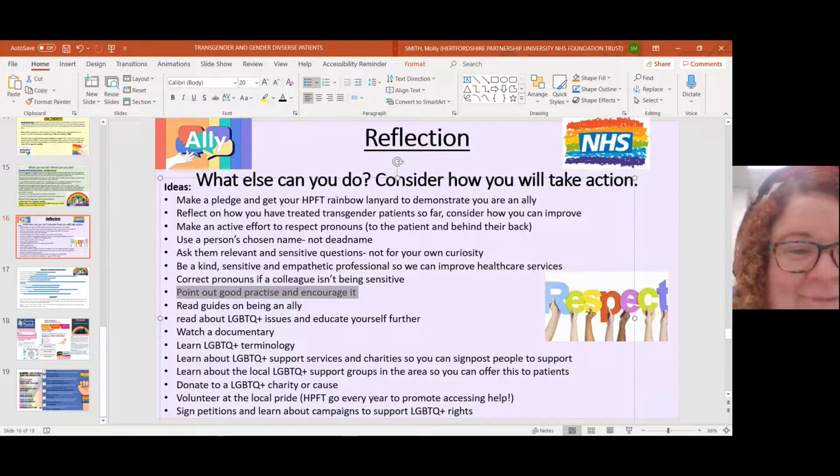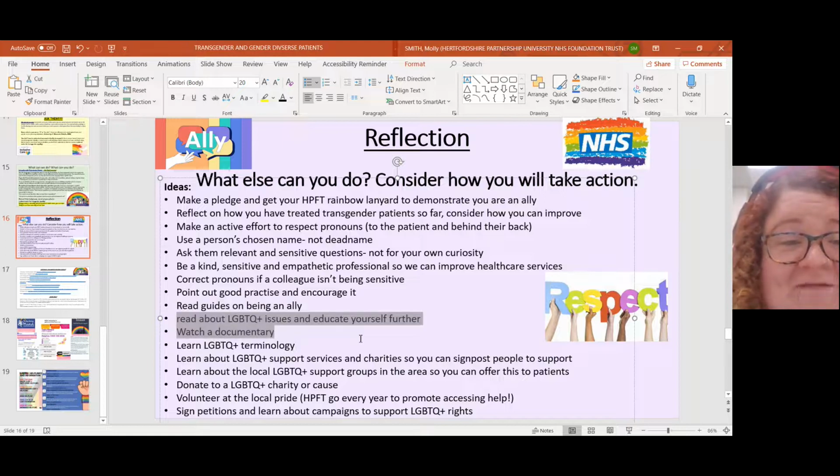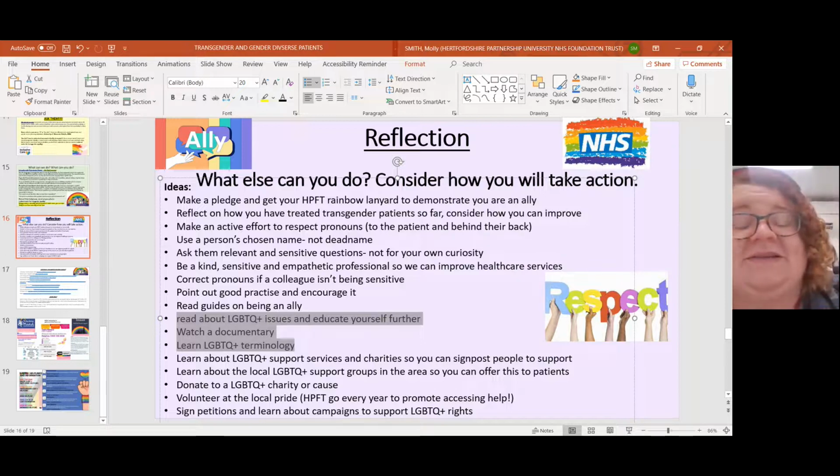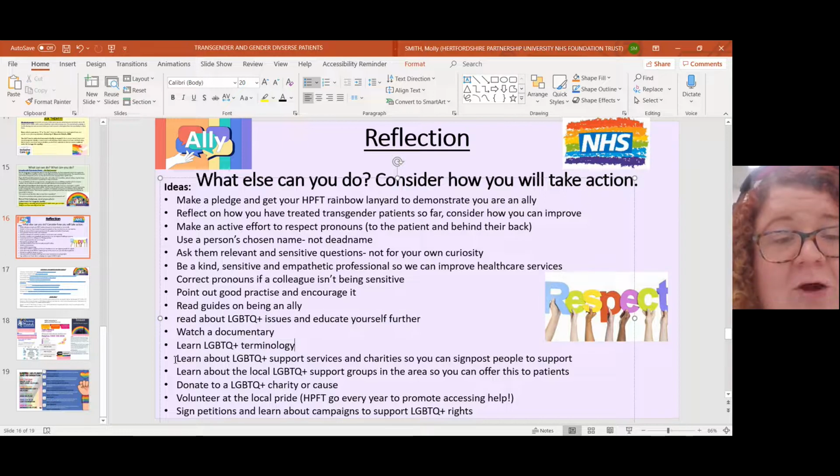Let's keep it going. There's a lot of guides on the internet about being a good ally and how you can do that. It's good to read them. And I think we should all educate ourselves, whether that's learning terminology, watching documentaries, reading about LGBTQ+ issues. It's really good to just understand difficulties people face a bit more. Learn about LGBTQ+ support services, especially local ones and charities and national ones, so that you can help those people get the support they need.